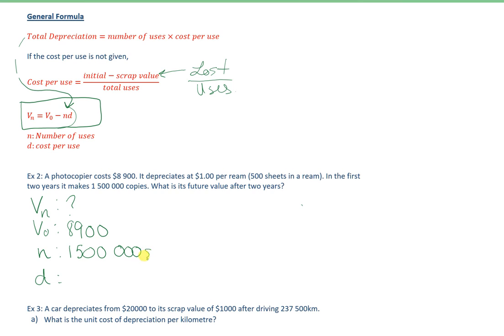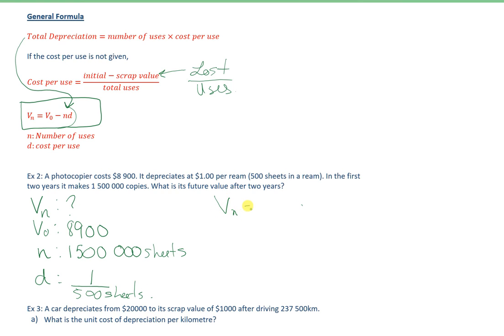Because this is in sheets, this rate needs to be in terms of sheets as well. So it loses $1 per 500 sheets. My options are either to already have divided this by 500 and give it in terms of reams, so I could say this is 3,000 reams, or I can give my D as 1 over 500. It really doesn't make any difference, just which is going to make more sense to you. So whether I convert this to reams straight away, so that this can be in terms of reams.